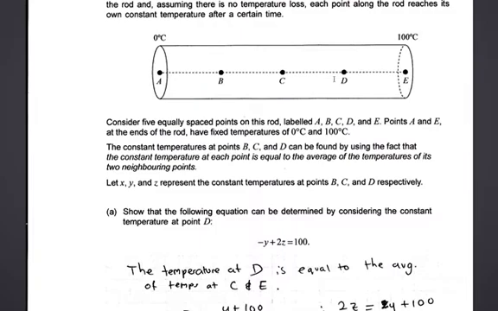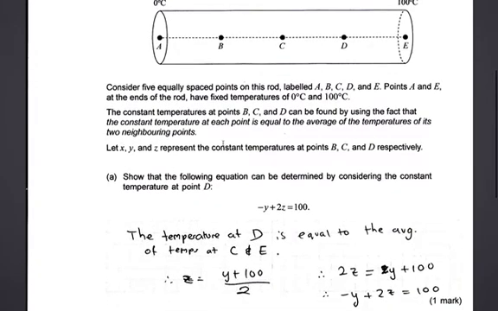The constant temperatures at points B, C, and D can be found using the fact that the constant temperature at each point is equal to the average temperature of its two neighbouring points. Very important point, because we're going to have to develop a system of equations to solve. So that's going to be a very important piece of information which we'll come back to in just a moment.